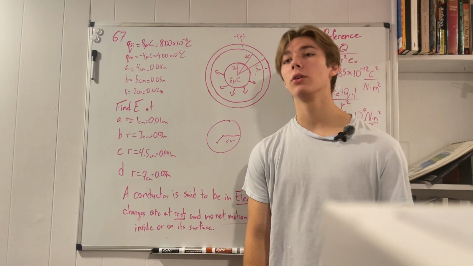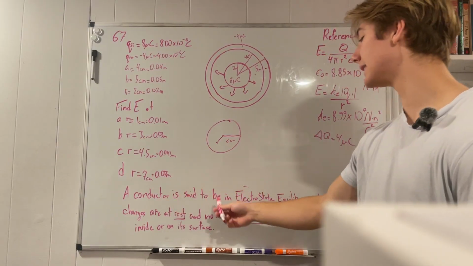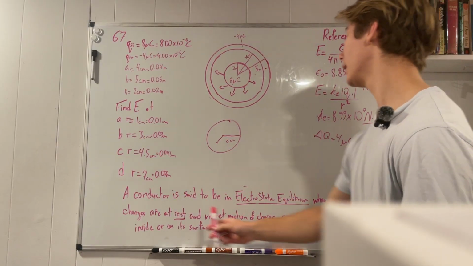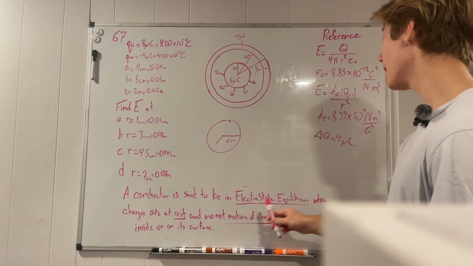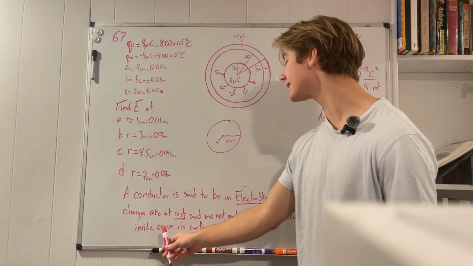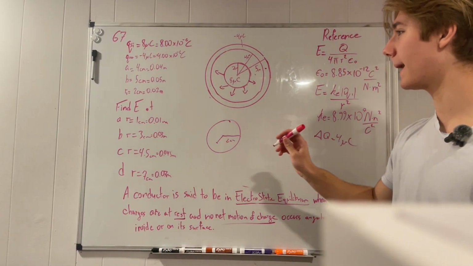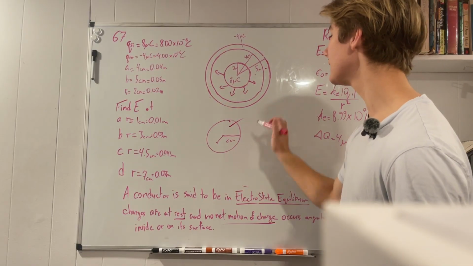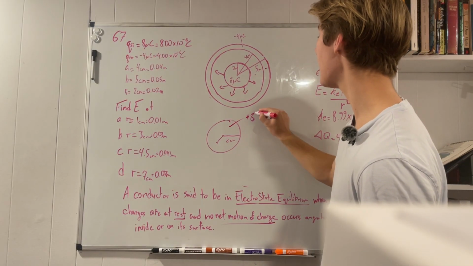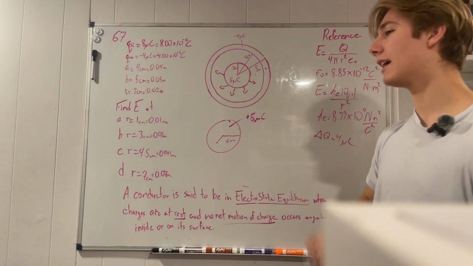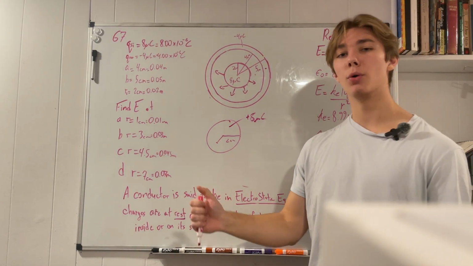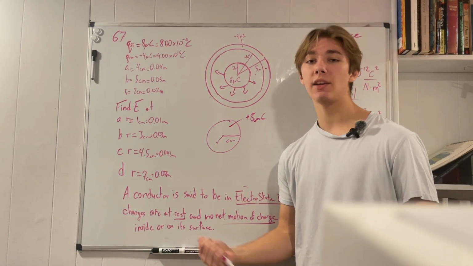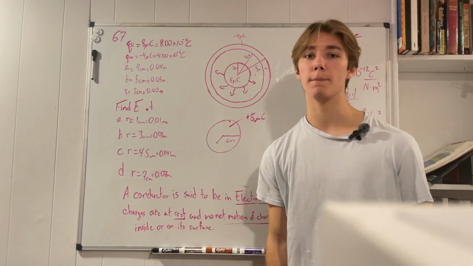Now, if you want to get technical, a conductor is said to be in electrostatic equilibrium when charges are at rest and no net motion of charge occurs anywhere inside or on its surface. Now, this has a constant charge of positive 8 microcoulombs that is never changing and is always staying inside, evenly distributed throughout this solid sphere.